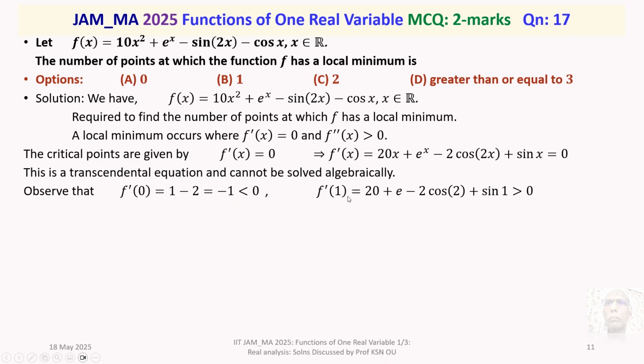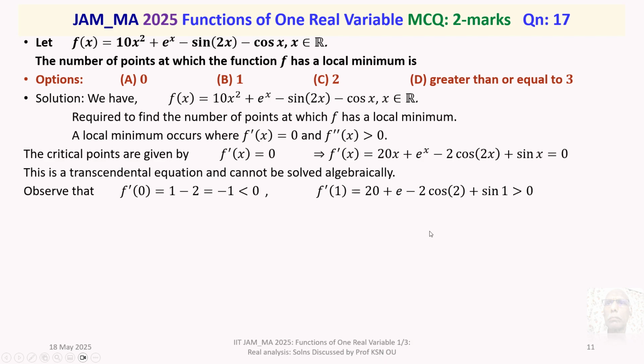F prime 1: put x is equal to 1, 20 plus e minus 2 cos 2 plus sin 1. 20 plus e will dominate, and it will always be positive, because 2 minus 2 cos t plus sin 1 is a small number, and this will dominate and it will be greater than 0. So now f prime 0 is negative, f prime 1 is positive, and it is a continuous function.